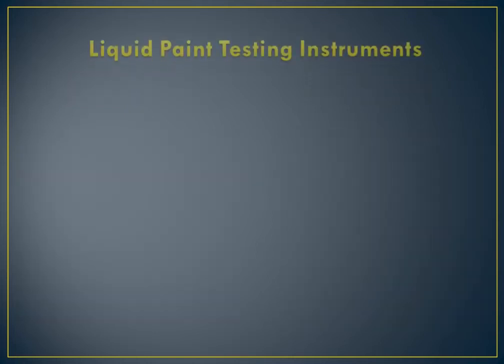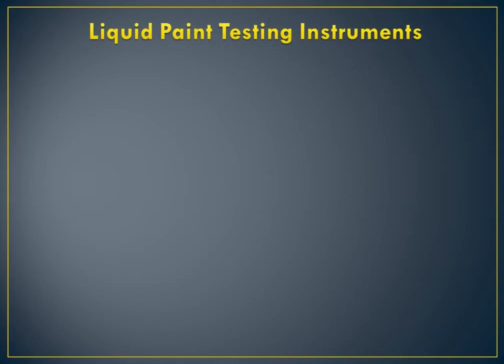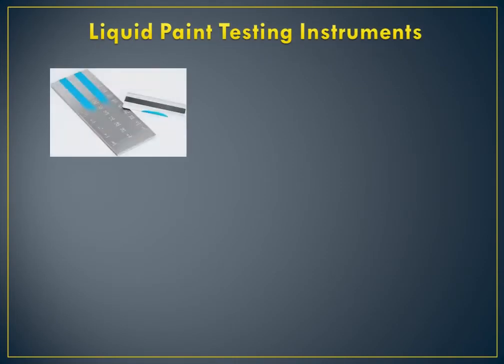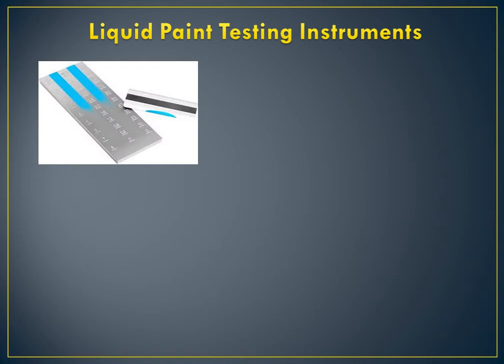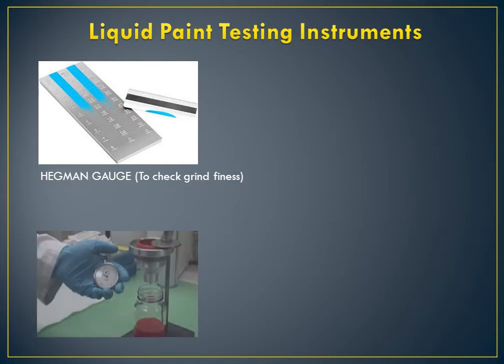Coming to the next point, we'll discuss liquid paint testing instruments. This kind of testing equipment is used for checking the grind. First one is a Hegman gauge. With this equipment we check grind fineness, which means if you are making a batch, whether your grind is going to pass or not.